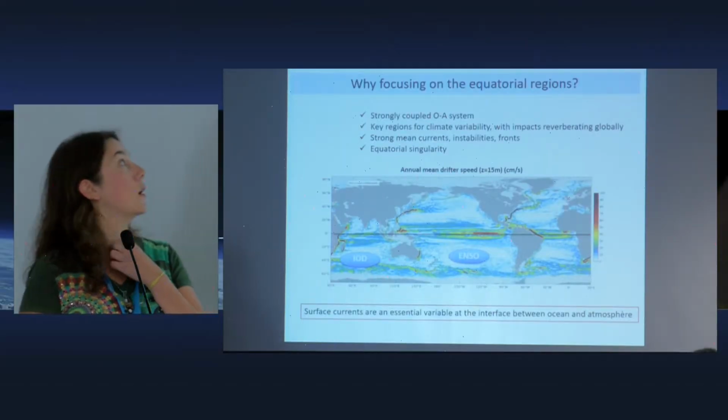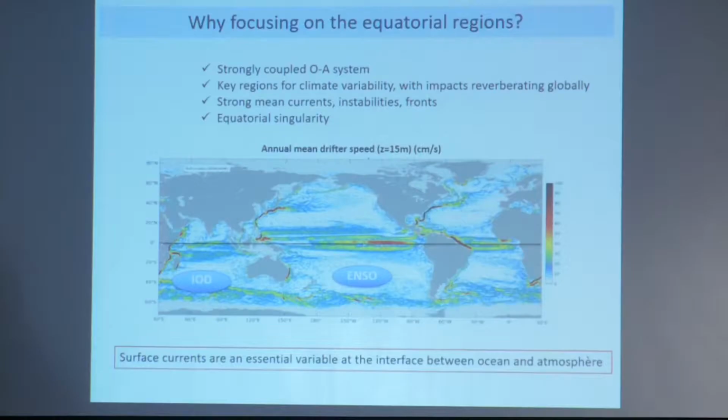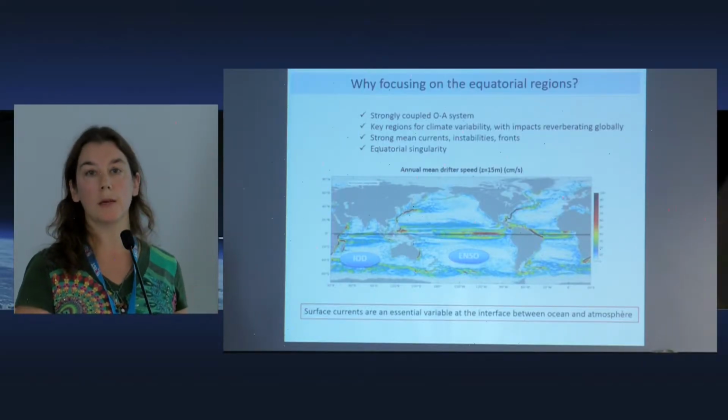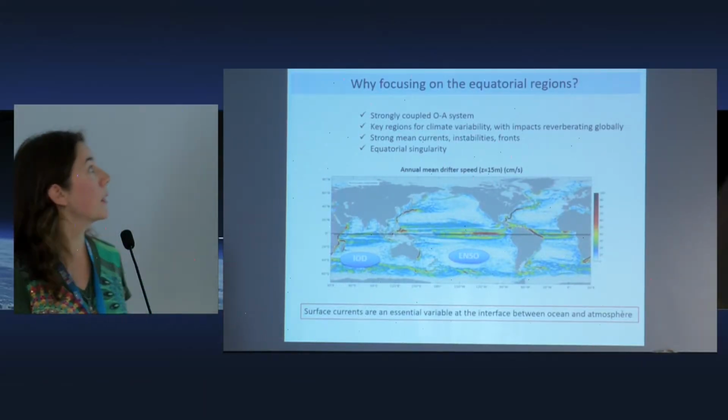Okay, it's always useful to start by reminding why it's important to focus on the equatorial regions. So first, because it's a strongly coupled ocean-atmosphere system. And in this coupled system, the surface currents are an essential oceanic variable at the interface. And it's also key regions for climate variability with El Nino, with the Indian Ocean Dipole and the African monsoon. And these climate phenomena have impacts reverberating globally. So these are important regions for the predictability of the global system.